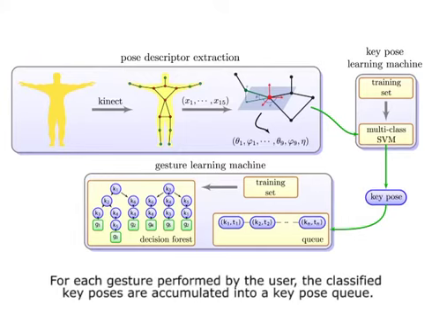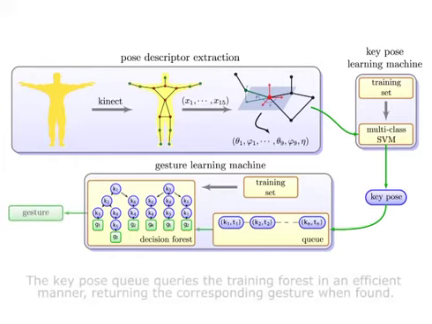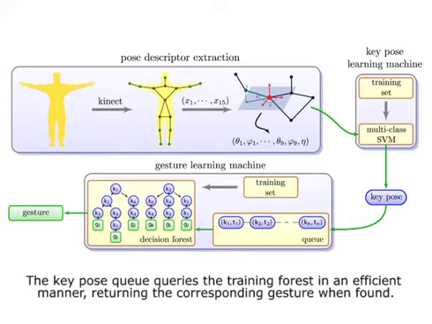For each gesture performed by the user, the classified key poses are accumulated into a key pose queue. The key pose queue queries the training forest in an efficient manner, returning the corresponding gesture when found.